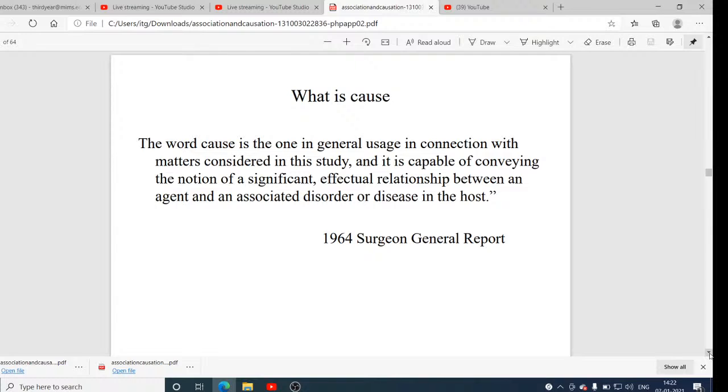Now, what is cause? The word cause is one in general usage in connection with matters considered in the study, and it is capable of conveying the notion of the significant effectual relationship between an agent and associated disorder or the disease in the host.